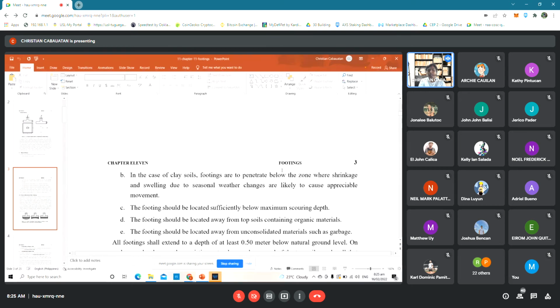The fourth one is that the footing should be located away from topsoil containing organic materials and also from unconsolidated materials such as garbage. Otherwise the soil will be soft, and it would not be able to handle your footing design. So your footing should be placed away from these considerations, from these criteria.